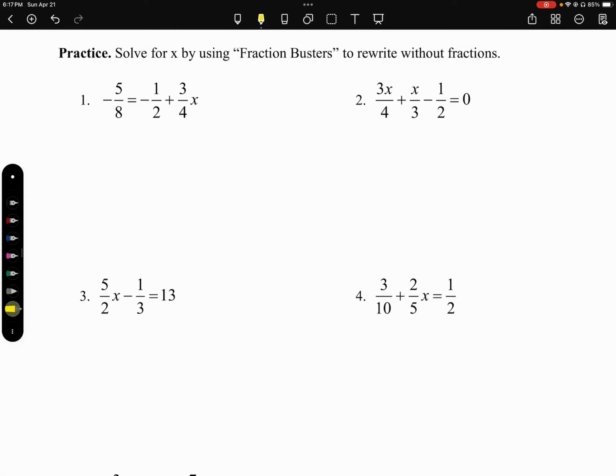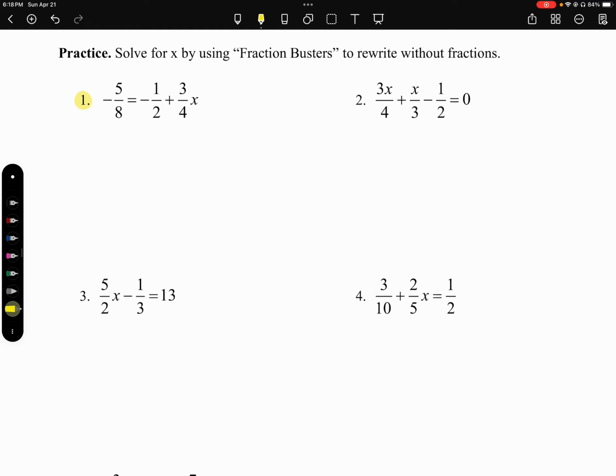This video is for practice problems 1, 2, 3, and 4 from lesson 10-2 on fraction busters. The directions read, solve for x by using fraction busters to rewrite without fractions. Let's start with number 1.